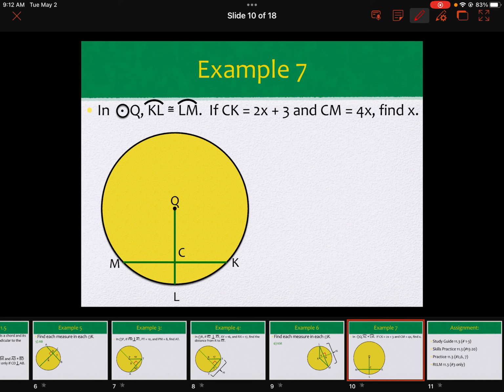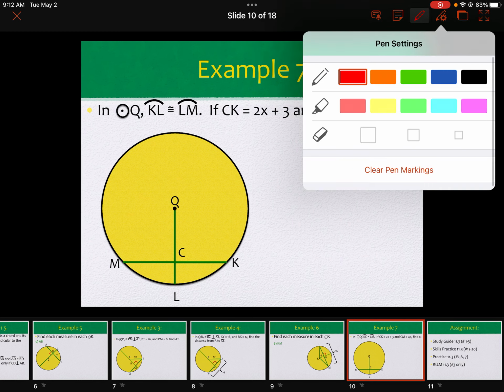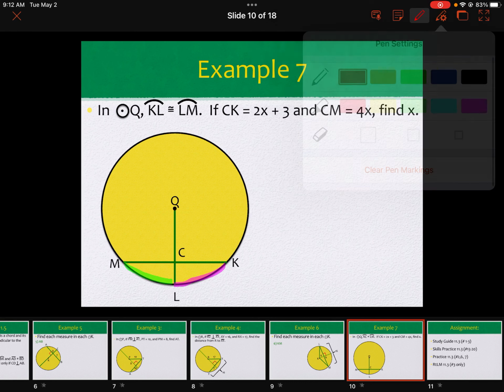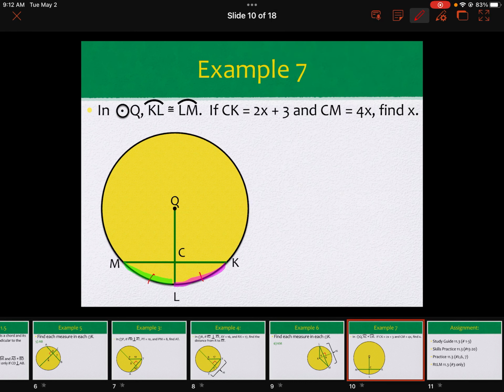Let's try one more. In circle Q, we have 2 arcs that are congruent. So I'm going to mark those 2 arcs. Arc KL and arc LM. They're congruent, they say. The distance from C to K is 2x plus 3, and the distance from C to M is 4x. Find the value of x.